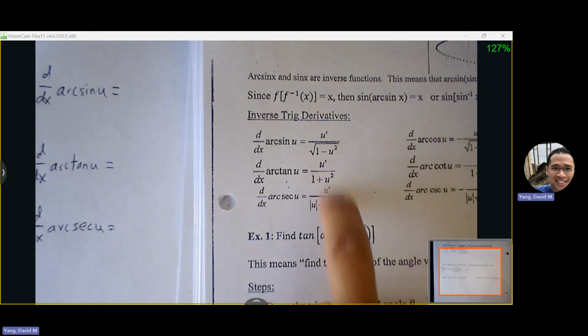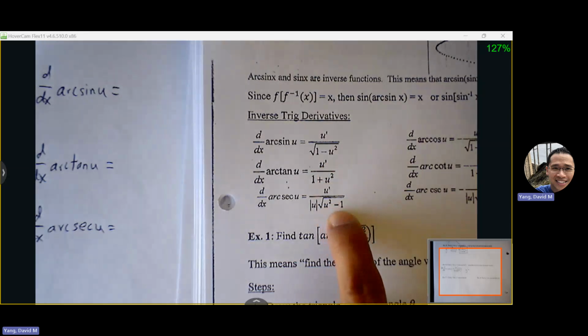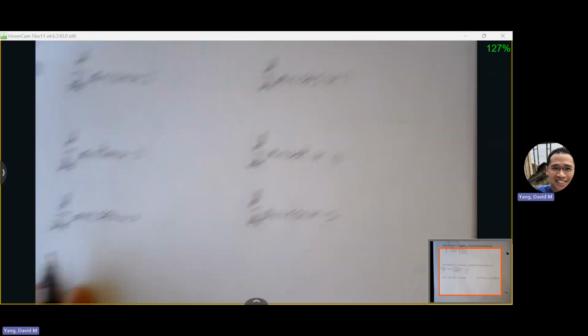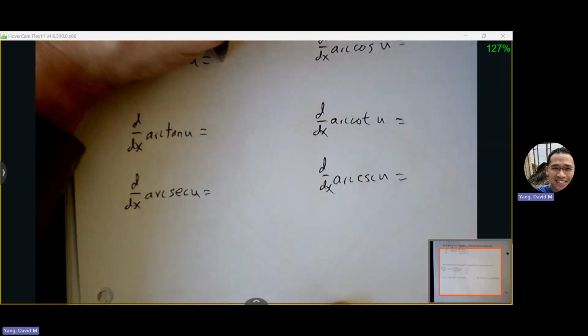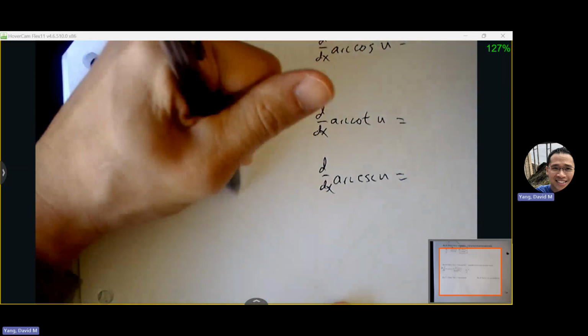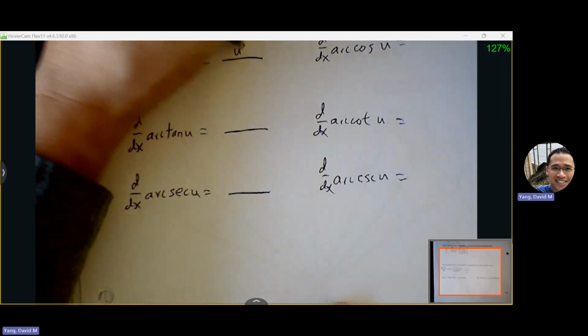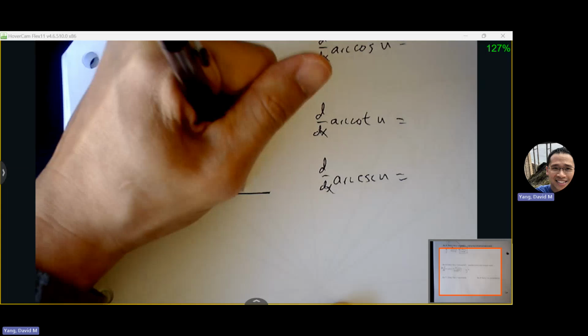What's different is the denominator, right? One doesn't have a square root, two of them do. But if you look in terms of similarity, they all are involving 1 and u squared in the denominator. So this is the way I go about doing it. I know that all my numerators have u prime. So I start off with that. That's all going to be the same.